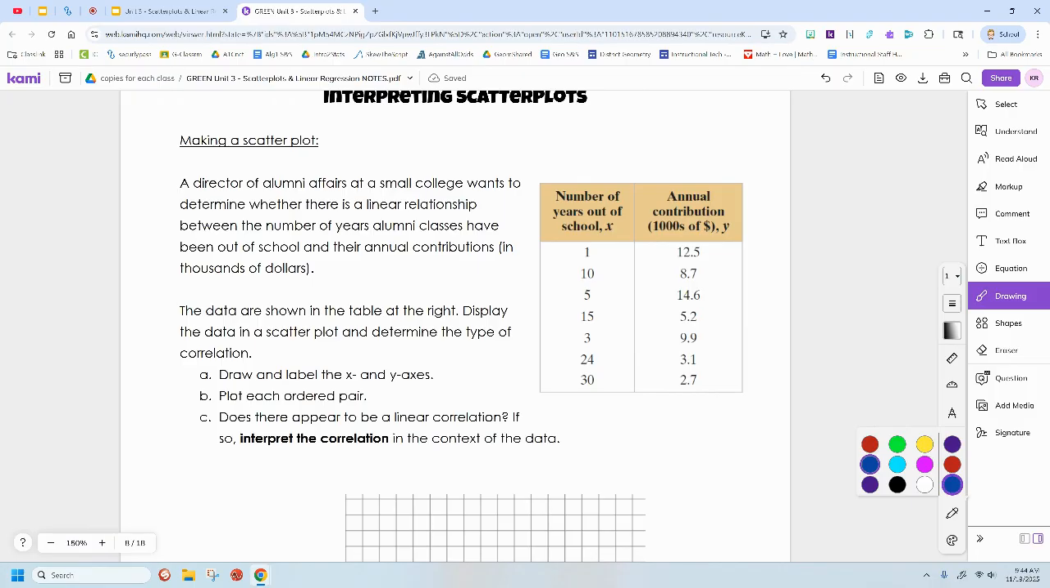So when I think of a small college in the area, I think of like Roberts or St. John Fisher, right? Nazareth. An alumni affairs director at a small college wants to determine whether there is a linear relationship between the number of years alumni classes have been out of school, how long ago did they graduate, and their annual contributions in thousands of dollars.